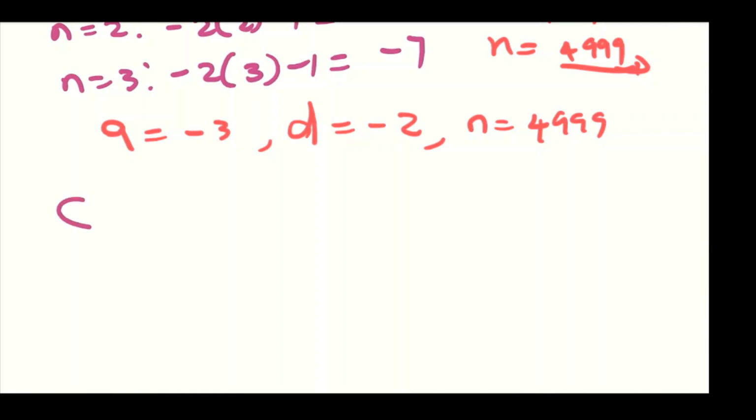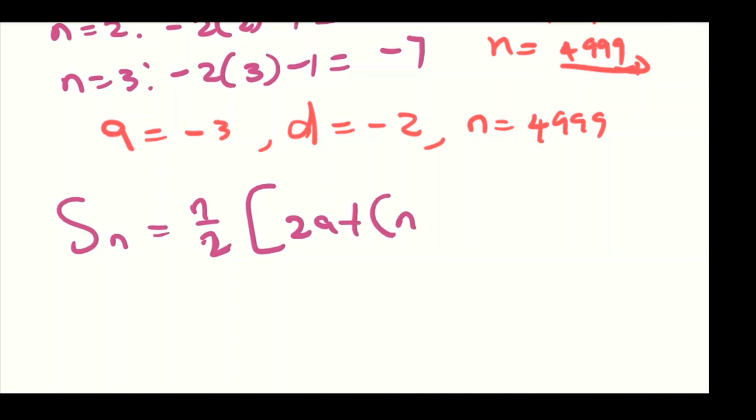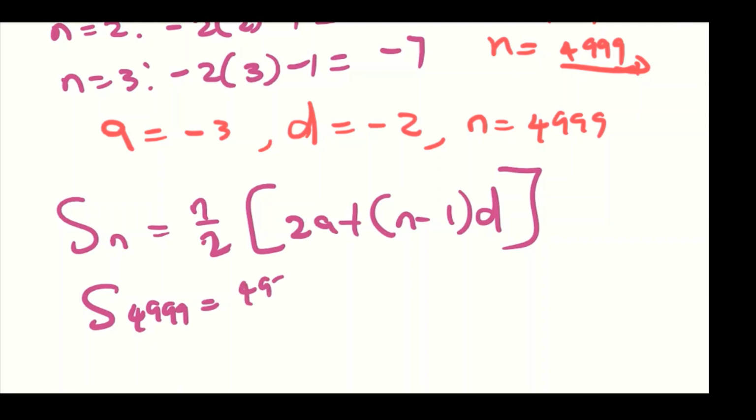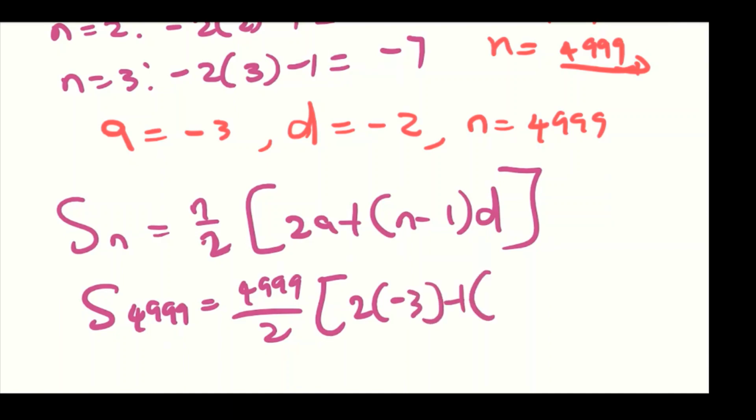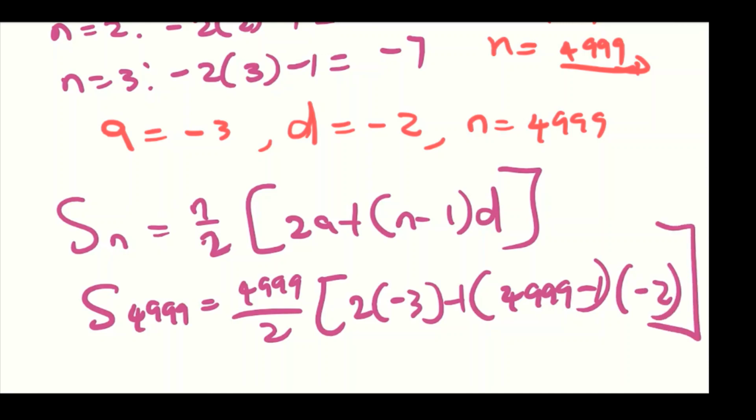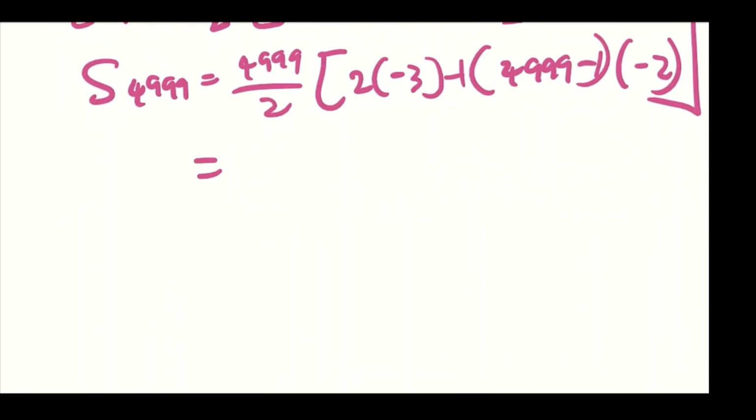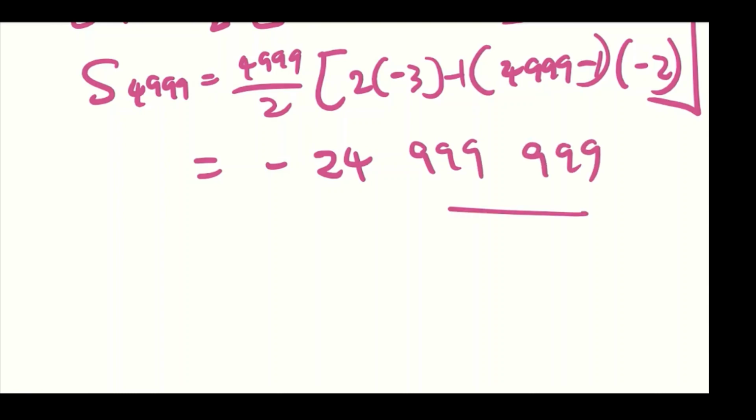It's going to be Sn is equal to n over 2 times (2a plus (n minus 1) multiplied by d). So the sum of 4999 is equal to 4999 divided by 2 times (2 times our a value of minus 3, plus (4999 minus 1) times our common difference of minus 2). Let me write it nicely here. So the common difference is minus 2. And the answer that we need to get here is equal to minus 24,999,999. So this is the sum of this problem here.